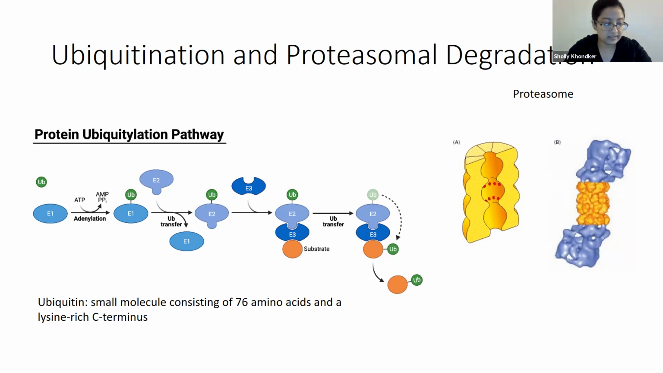So how this works is the C-terminal end of the ubiquitin molecule is bound to a lysine residue on the substrate protein. The next ubiquitin molecule is then attached to a lysine residue on the previous ubiquitin molecule. And by doing this, you end up with a protein that's marked for degradation by a polyubiquitin chain. This polyubiquitinated protein is then detected by a complex called the proteasome.